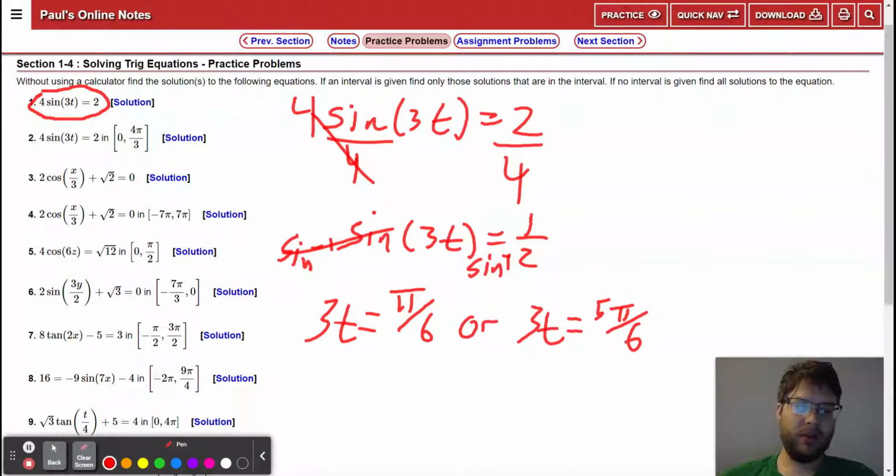But you can also rotate a full circle. So I go plus 2 pi n. The n just represents a number, so you can rotate any number of full circles. And then your last step is to divide by 3.